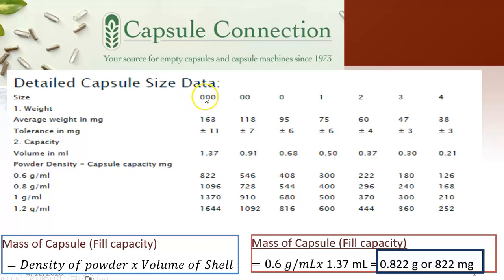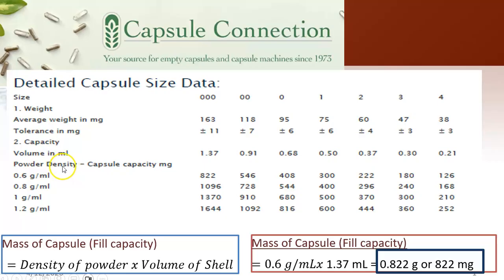So they have a 000 size capsule shell. So we're going to read across. The sizes are 000, 00, 0, 1, 2, 3, 4. Size 4 is the smallest, while the 000 is the largest of the capsules. Let's look at the difference in capacity. This is 1.37 mL in capacity, but a size 4 shell is 0.21. Very small capacity.